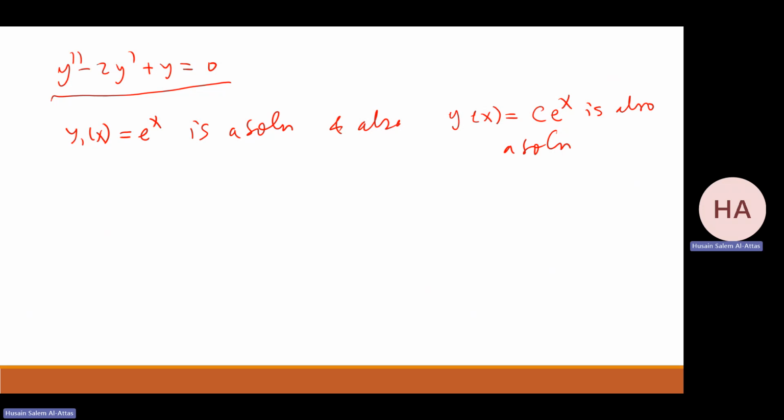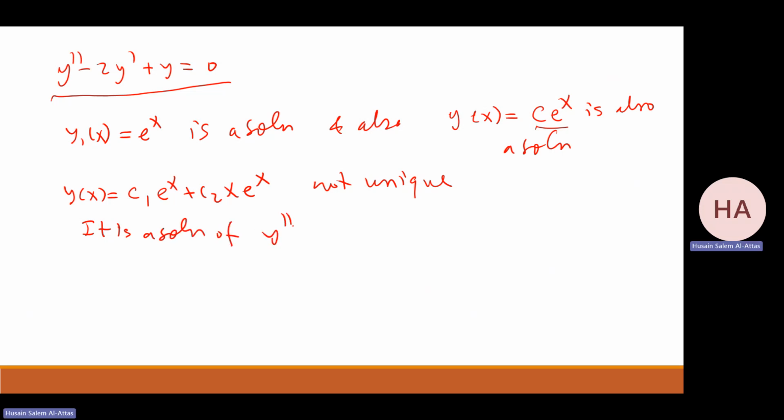Actually, we can prove this by just substituting into the equation. When we solved it, we dealt with the solution C1 e^x plus C2 x e^x. This is for sure not unique. It's a solution of the differential equation, but not unique, because if I take C1 equal 1, C2 equal 3, I have a solution. If I take C1 equal 10, C2 equal minus 3, anything like that, we'll have different solutions.